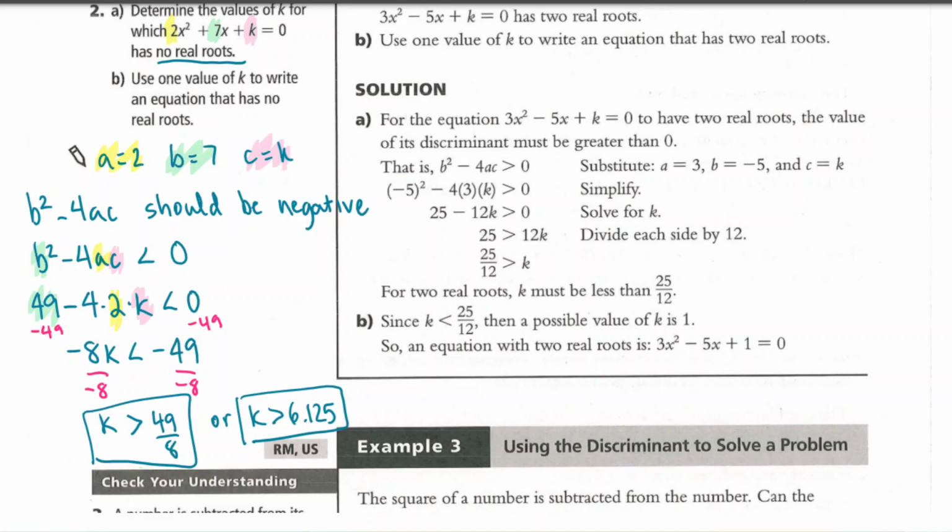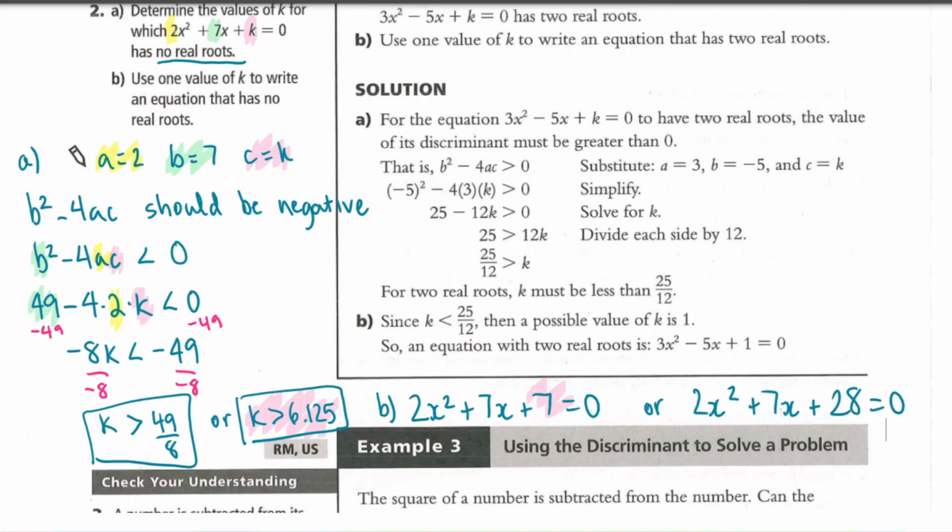So part B of this question says, use one value of k to write an equation that has no real roots. So let's do part B. I'll do it in this space here. You can choose any number. I'm going to do two different options. 7x, I could choose plus 7. Since 7 is greater than 6.125, I automatically know this equation has no real roots. You can literally choose any number, as long as it's greater than 6.125. So I'll choose 28. That one would have no real roots as well.